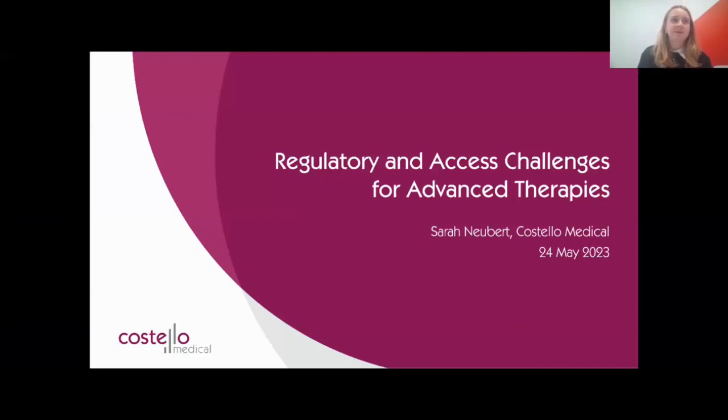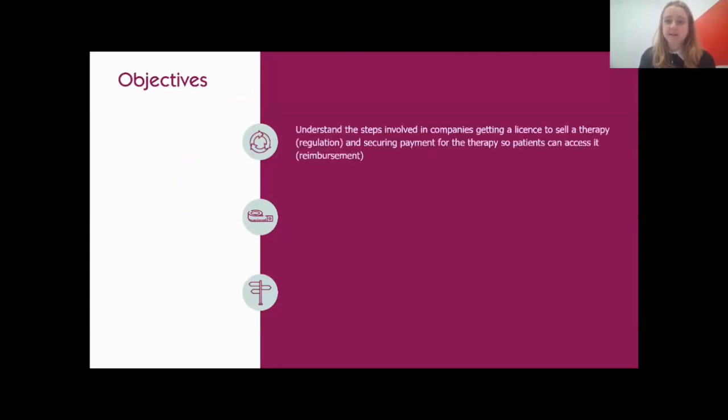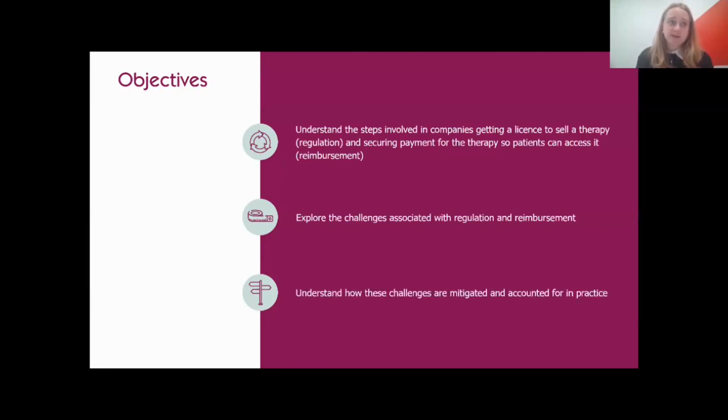I'm really excited to speak with you today about regulatory and access challenges for advanced therapies. So the objectives for my discussion today are to understand the steps involved in companies getting a license to sell a therapy. This is also under the umbrella of regulation, and then also securing payment for the therapy so that patients can access it, which is under the umbrella of reimbursement. We'll also explore the challenges associated with both regulation and reimbursement, and understand how these challenges are mitigated and accounted for in practice.